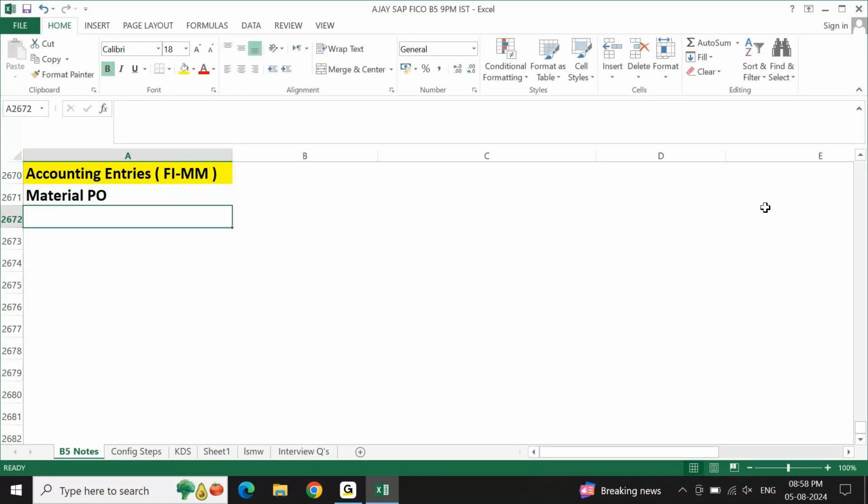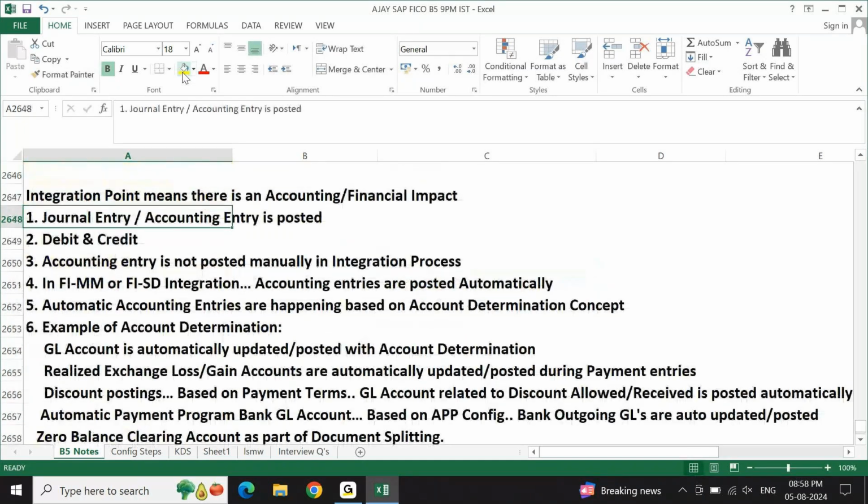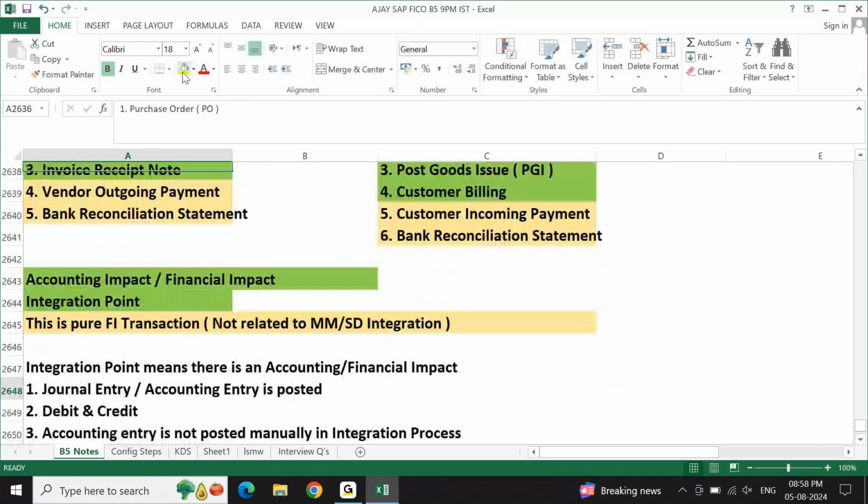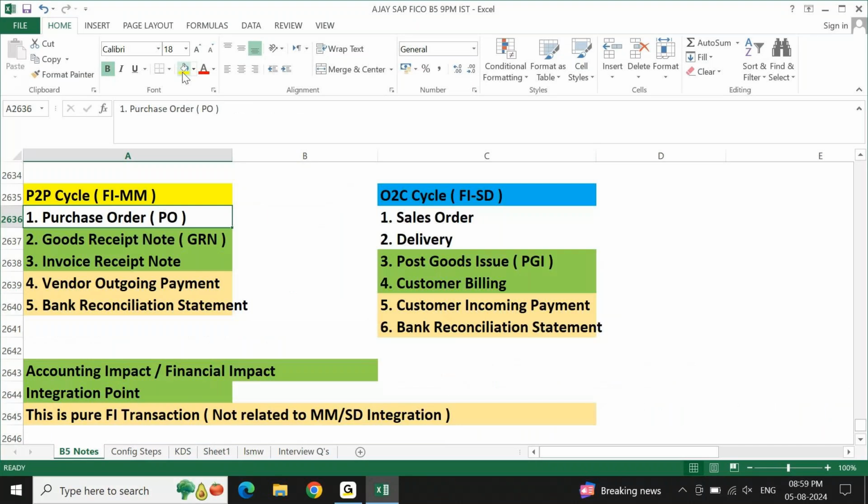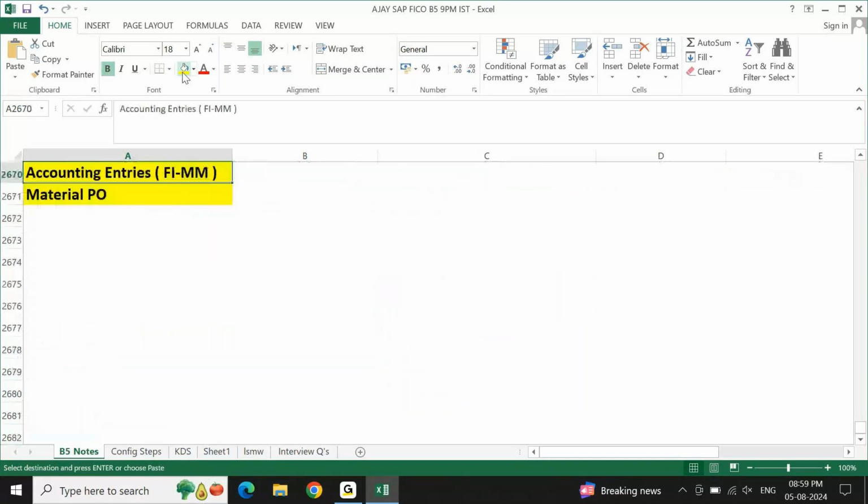Okay, material purchase order. In the material purchase order, first point, there are only 2 points where we were talking about. There is an accounting entry. In the P2P cycle, if you see, there are only 2 points where you have listed. Point number 2, point number 3. Scroll down. Okay, put this here.